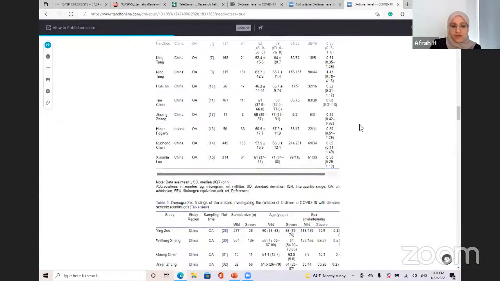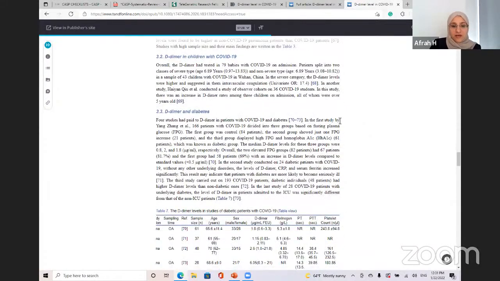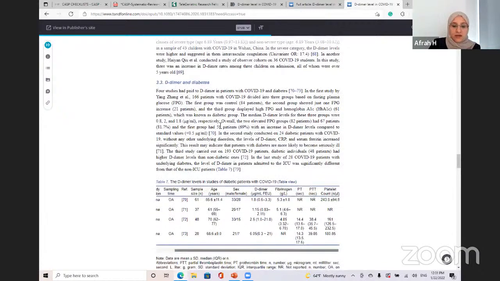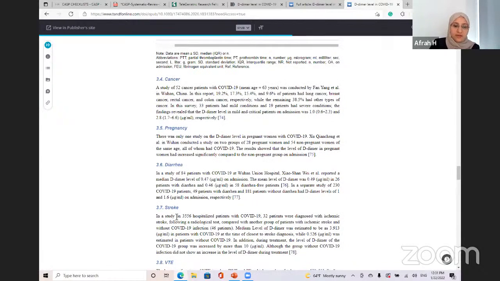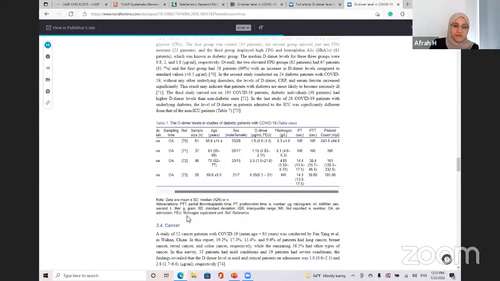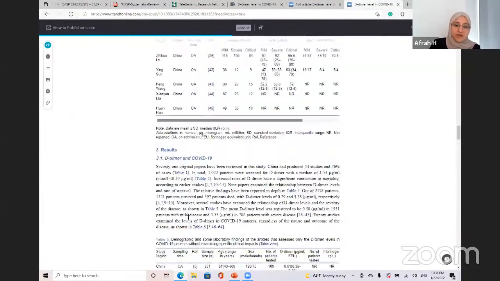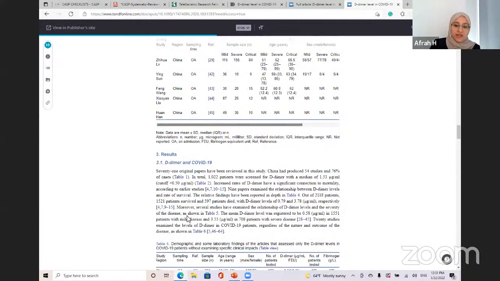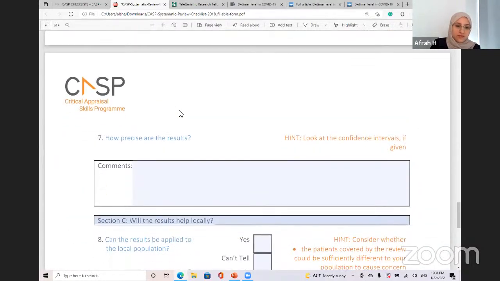Then they discuss every variable separately, like patients with diabetes. Patients with diabetes have higher D-dimer than those without diabetes. Pregnant patients also have higher D-dimer with COVID-19 than non-pregnant patients. Cancer also. Patients with stroke also have high D-dimer. Except those with pneumonia, they have low D-dimer. COVID-19 with pneumonia has low D-dimer. So those are the results of the review of the study.